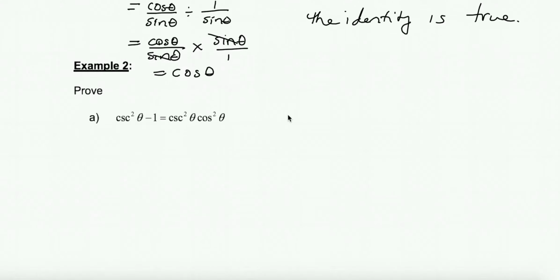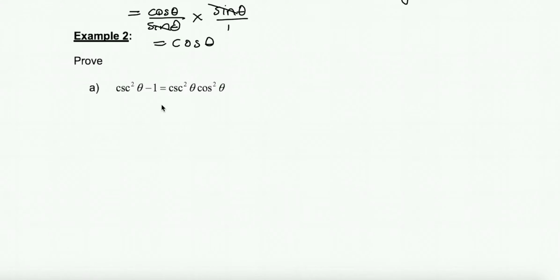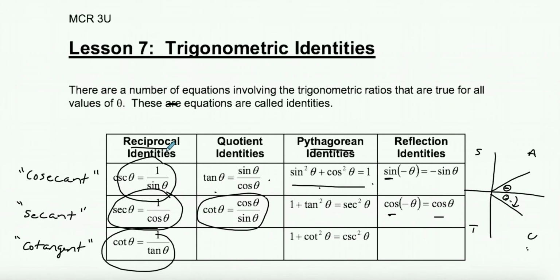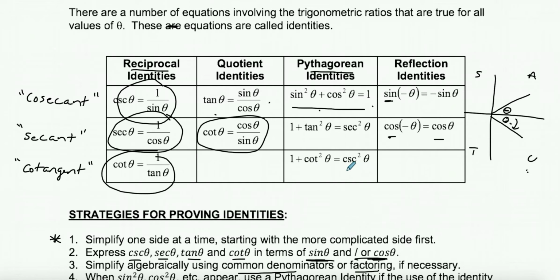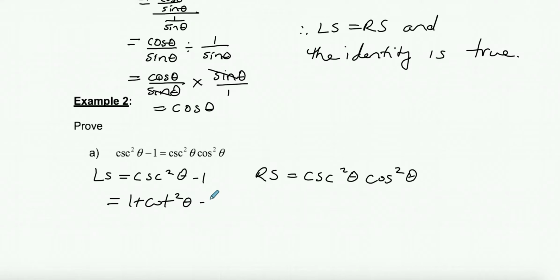Example 2 is another question where we're asked to prove the equation. So you can start just with breaking these up into left side and right side. When I look at the chart, I do see that cosecant squared theta equals 1 plus cotangent squared theta. But then I also have the minus 1 at the end. So what this simplifies to look like pretty quickly is cotangent squared theta.